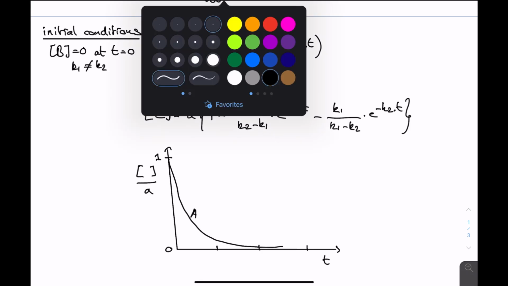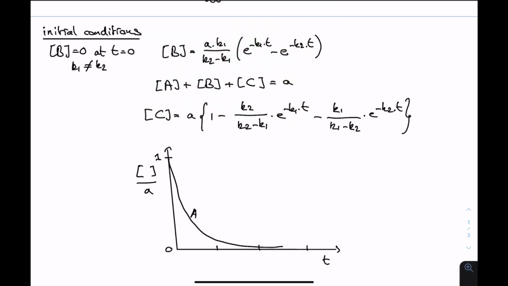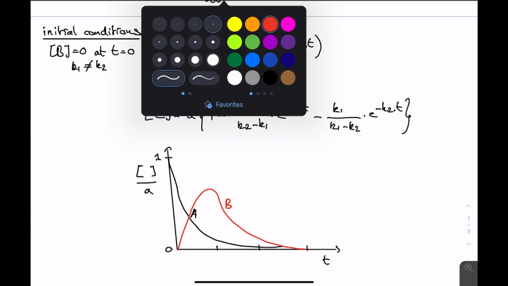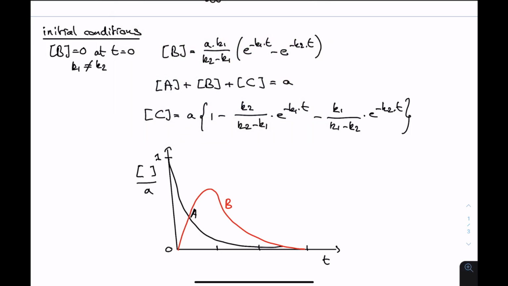B will come up and then it will go down and fade away again, because B is really an intermediate. And C will have some induction time, and then it will grow and it will end up at 1 eventually if the reactions are irreversible.